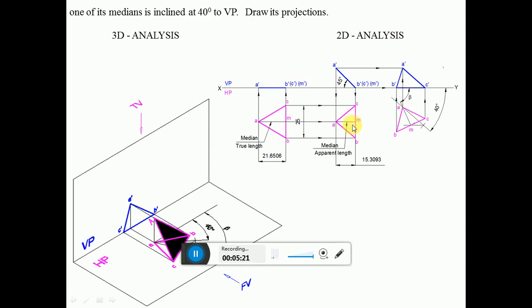Then redraw this sketch on this apparent inclination line. So how to do that? Since you have the AM line here, the length of this AM and the length of this AM will be equal. So this BC line will be perpendicular to this AM. So AM is inclined here.